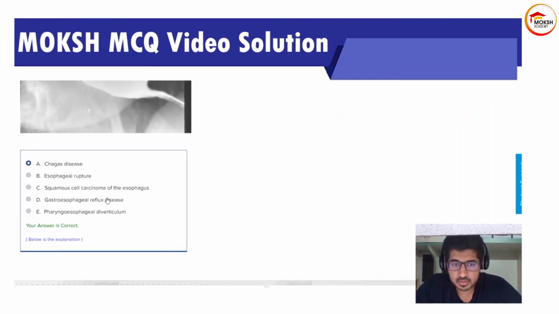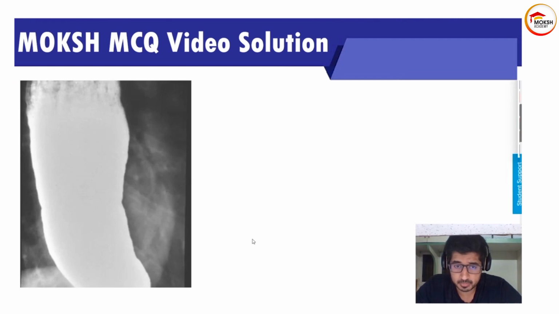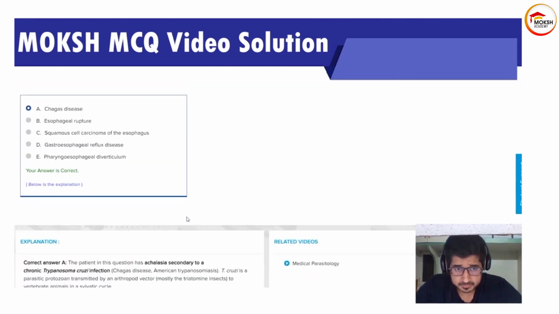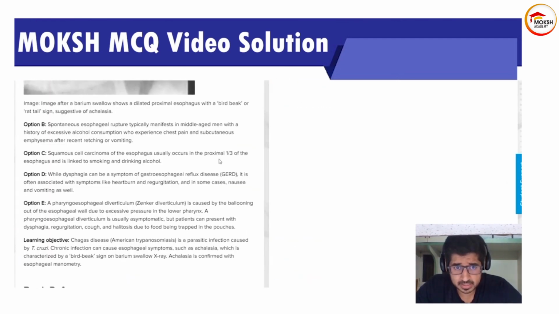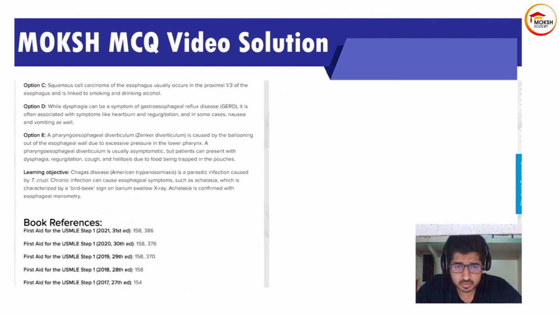Like someone mentioned squamous cell carcinoma of the esophagus. Squamous cell carcinoma of the esophagus won't be in the lower part. It will be in the upper part. Then someone had mentioned one more, Zenker's diverticulum. Zenker's diverticulum also won't present like this.